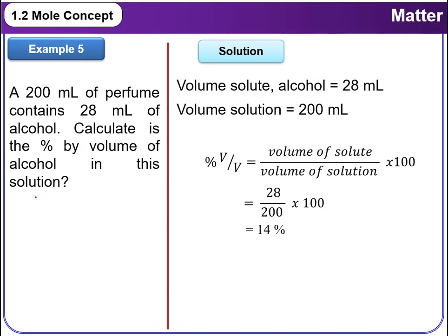Next is example 5. A 200 ml of perfume contains 28 ml of alcohol. Calculate the percent by volume of alcohol in this solution. Volume of solute, which is the alcohol, is 28 ml given, right? While the total volume of solution is 200 ml. So simply insert, and the answer for percent volume per volume is 14%. So the percent of alcohol contained in that perfume is only 14%.